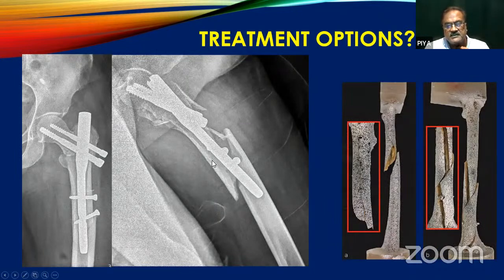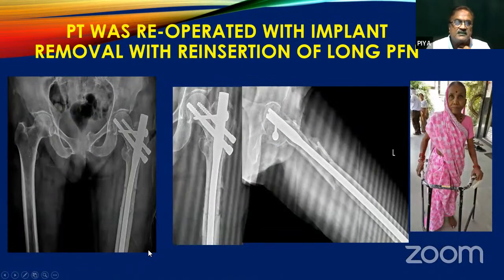So treatment options in this case: there is a stress fracture through the screw holes, maybe a mismatch, and it's such a fragmented fracture. The patient was reoperated with removal of the implant and revision with a long PFN, and the patient had uneventful healing.